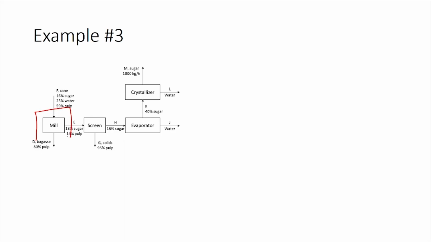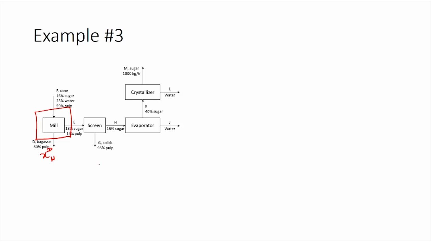We identify mill as the system, and once we have identified mill as the system, we need to understand that we have all the information about the cane stream, which is the feed stream entering into the mill. We have all the information about the extract stream E, which is leaving the mill. However, we have only one piece of information about the bagasse stream, which is the percentage of pulp. The other 20% basically contains water and the dissolved component, which is sugar. So, just like how we solved the previous problem, here also we can make an assumption for the mass fraction of water in the stream to be XWD.